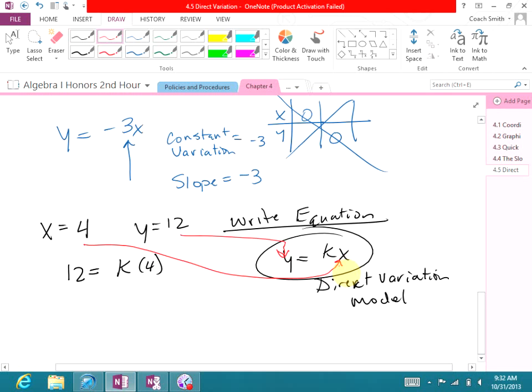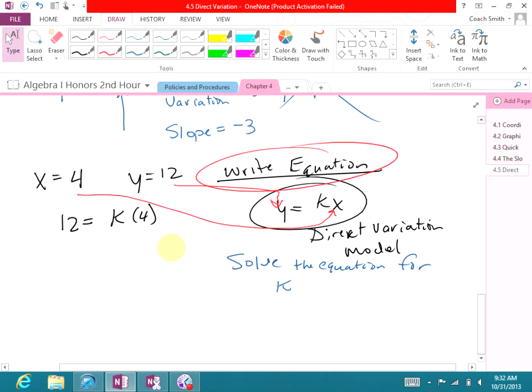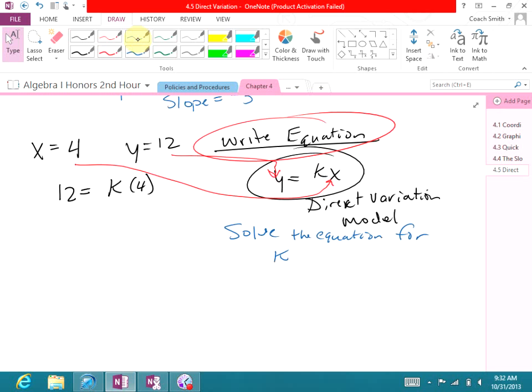Now, I've got to solve that to find out what k is. Okay, so the first part, write the equation. Second part, solve the equation for k. Okay, just like we've been doing. To solve that, we just simply divide by 4 to both sides. So what's k equal to? K is equal to 3.